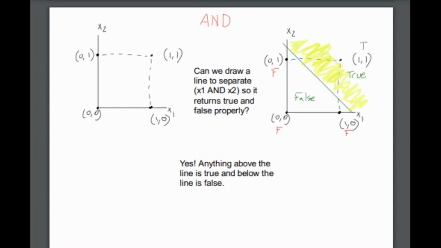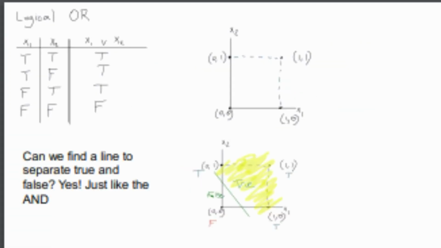And if we look at the logical OR operator, basically the only time it's false is when both things are false. And again, looking at a graph here, can we draw another line to separate them? And just like the AND, we can find a line. We just have to move the line and say everything above it is true and everything below it's false.